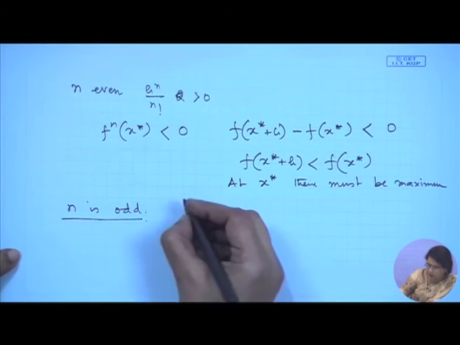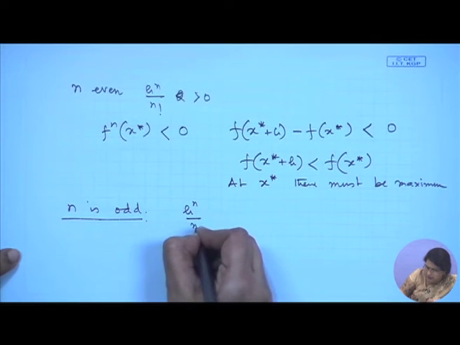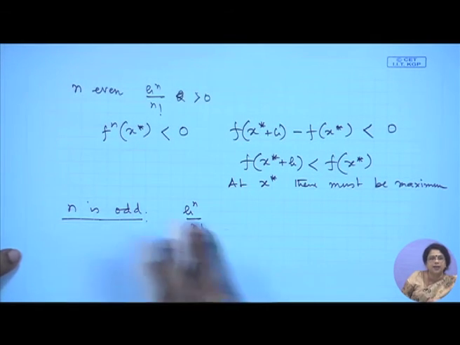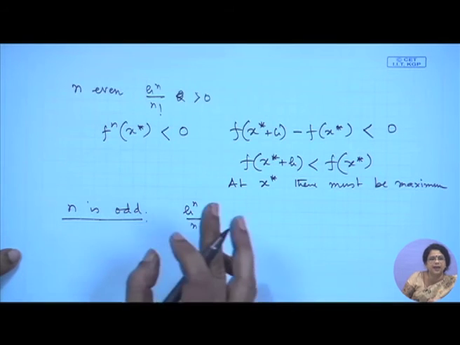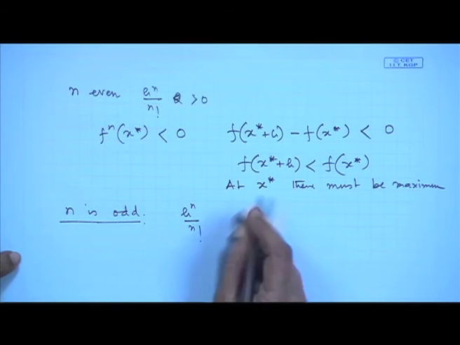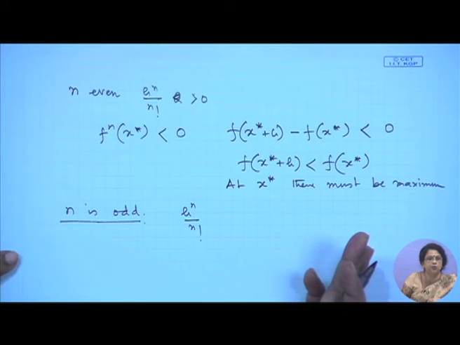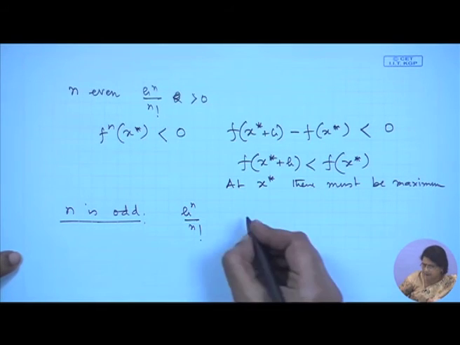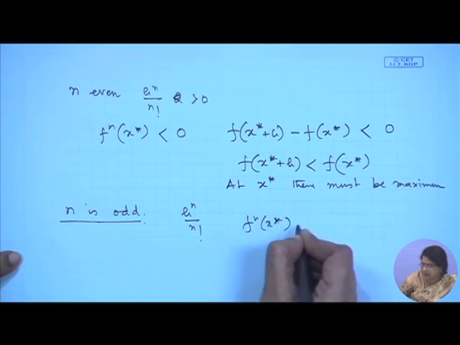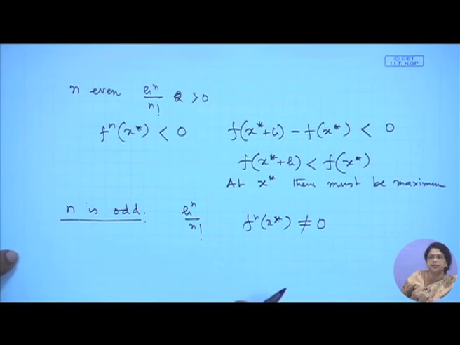If n is odd, you see we are having h to the power n by n factorial. Depending on the odd n value, depending on the h value, this value will change its sign, positive and negative, positive and negative. That is why we cannot conclude anything, whether f^n(x star) is positive or negative. We cannot conclude that the function is having a minimum or maximum. That way we can say. That is why we are reaching the sufficient condition.